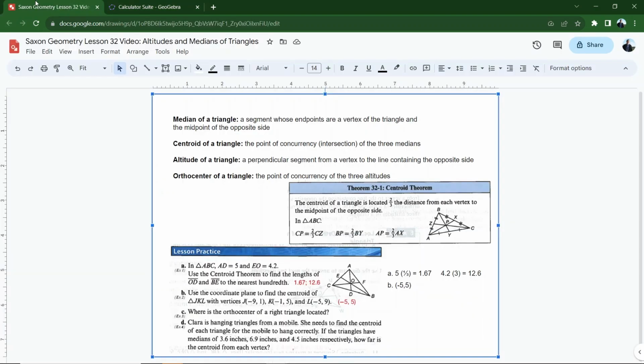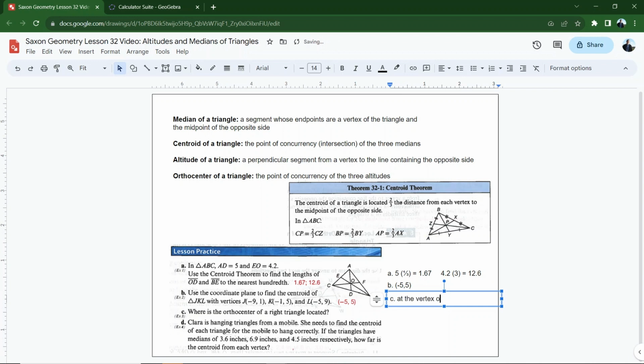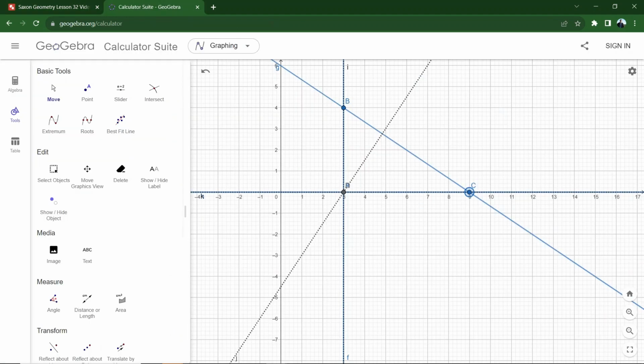So actually that's the answer to letter C. Okay, so I'm just going to put this answer to letter C here. Where is the orthocenter of a right triangle located? It's at the vertex of the right angle, because that's where the altitudes are going to cross in a right triangle.